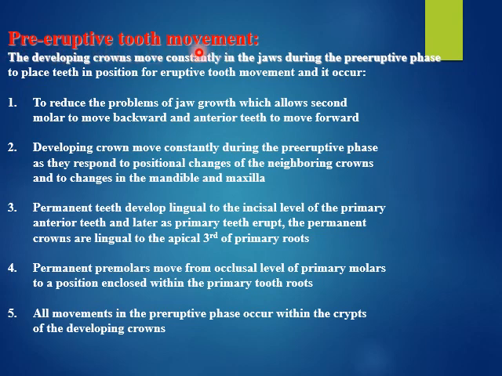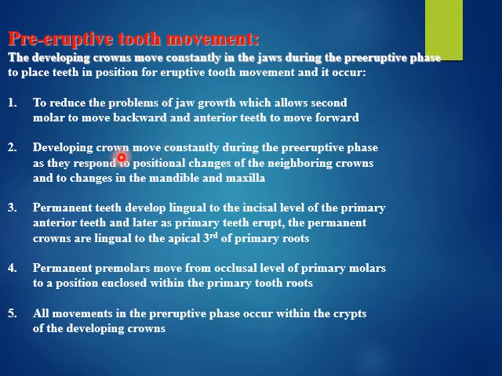First, pre-eruptive tooth movement. The developing crowns move constantly in the jaw during the pre-eruptive phase to place the teeth in position for eruptive tooth movement, or the second phase of tooth movement, and it occurs to reduce the problem of jaw growth, which allows the second molar to move backward and anterior teeth to move forward. Second, developing crowns move constantly during the pre-eruptive phase as they respond to the positional changes of the neighboring crowns and to the changes in the mandible and maxilla.